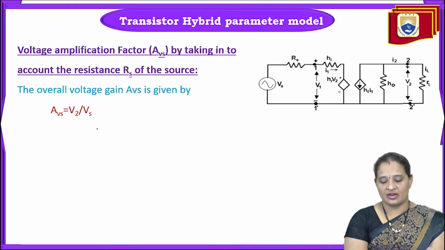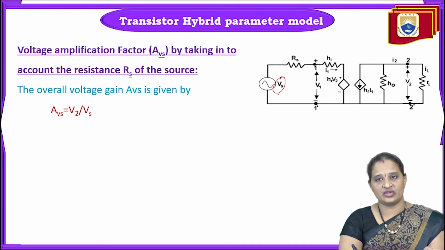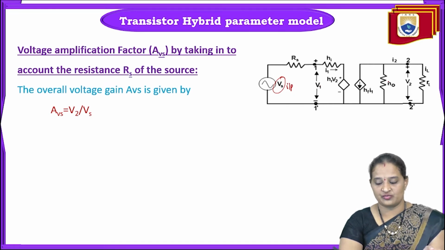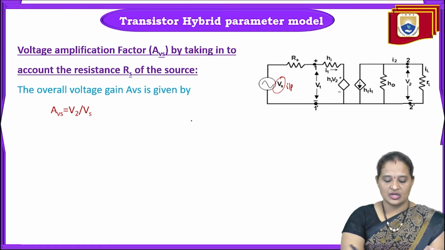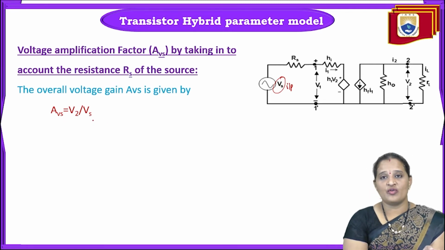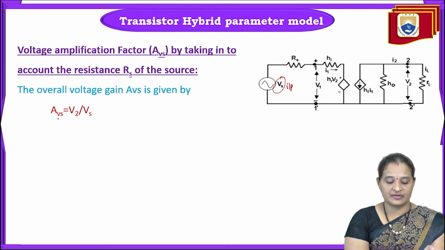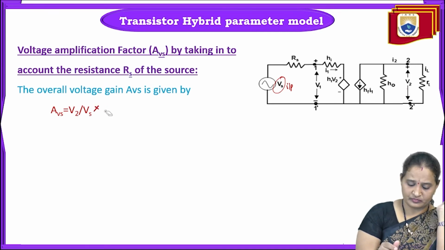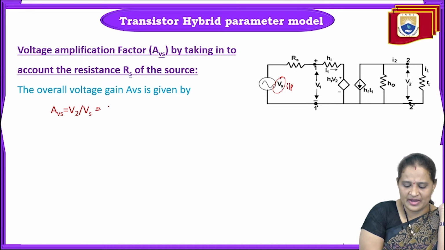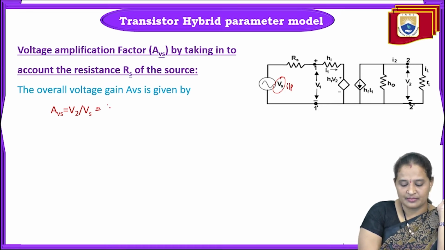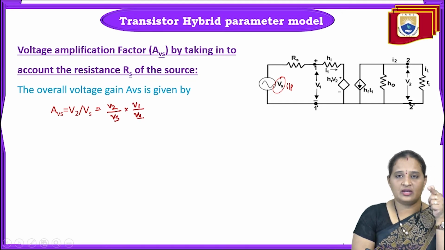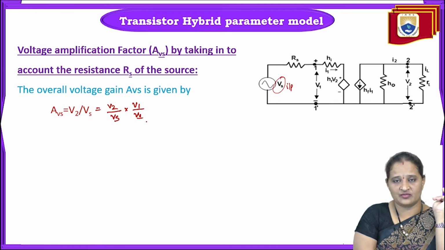As now we are considering Vs into effect, this will act as the input, and hence instead of V1, Vs will now act as the input voltage, whereas the output voltage remains the same, that is V2. So V2 divided by Vs is the overall voltage gain, represented with AVS. Now I'm modifying this by multiplying and dividing by V1 by V1, so that there is no difference.